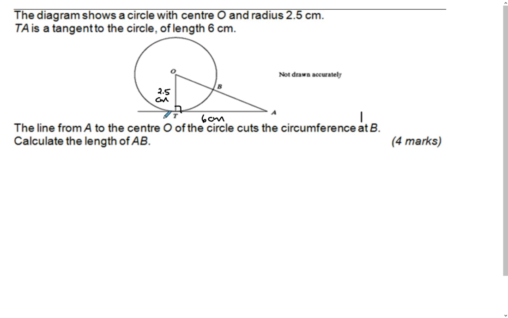The line from A to the center O of the circle cuts the circumference at B. So if it cuts the circumference at B, then you know that bit is also the radius. So that's 2.5 centimeters as well. And you have to calculate the length of AB. So we want to find this side here.